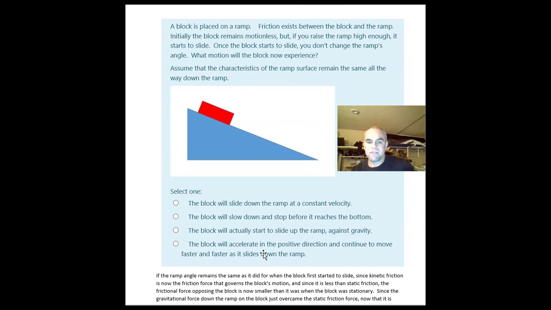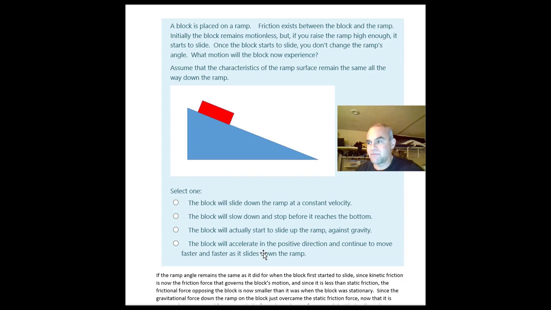This question here, a block is on a ramp and the ramp is raised until the block starts to slide. We're assuming, of course, that friction is acting, and that keeps the block from sliding until it reaches the right angle. And what motion will the block now experience? Well, if the block starts to slide and you don't change the angle, it's going to keep sliding, and kinetic friction takes over, so it's going to accelerate down the ramp.